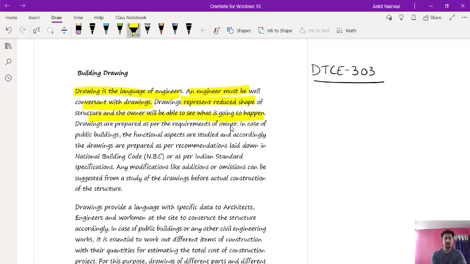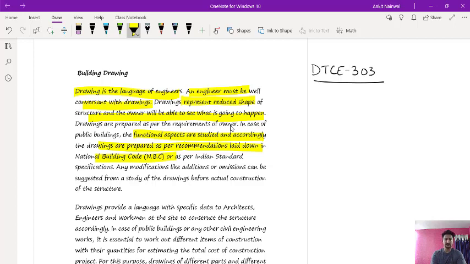Okay, so drawings are prepared as per the requirement of the owner. It is usual that the person who is giving you money, his requirements you need to fulfill. In case of a public building, the functional aspects are studied and accordingly the drawings are prepared as per the recommendations laid down in the National Building Code. So, for preparing any public building, there are some rules made as per the Indian Standard by the National Building Code.